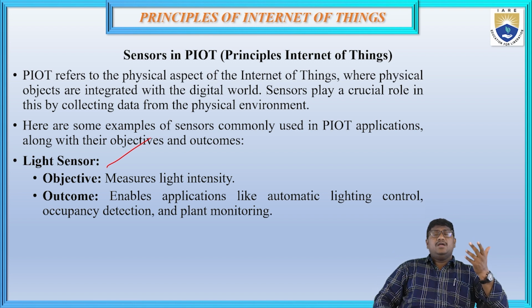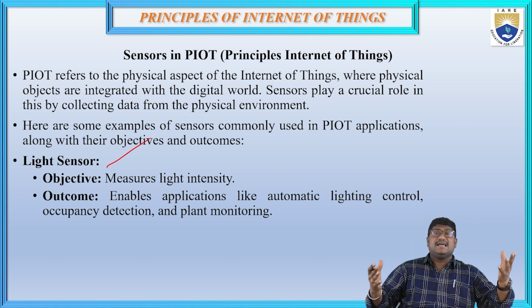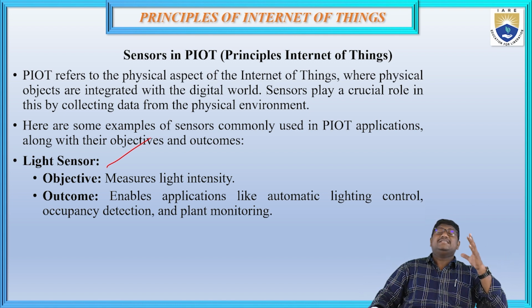For example, let us assume how many physical devices you have. You have a smart gadget, a smart laptop, and a smartwatch. With you alone there are 3 to 4 devices connected to the internet, all integrated in a digital world, right? So sensors play a crucial role in this IoT system. Why? Because they are used for collecting data from the physical environment. I'll tell you some examples of these sensors used in IoT applications.